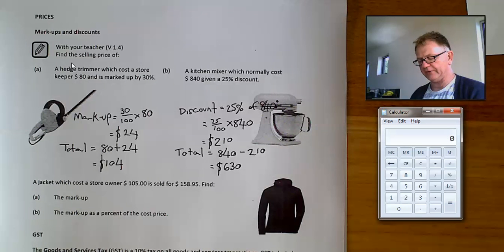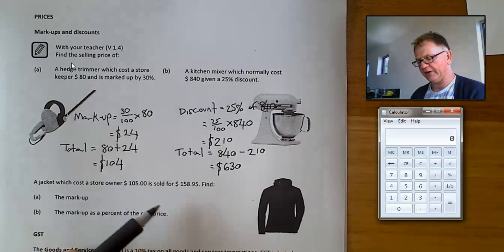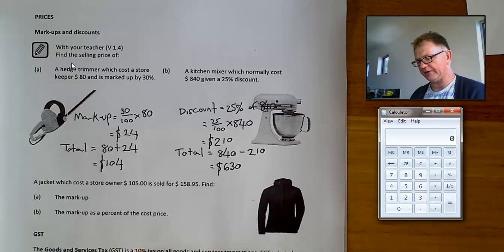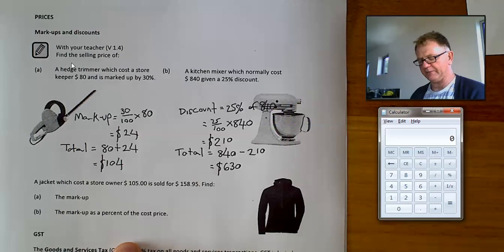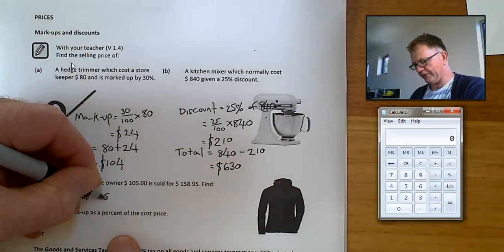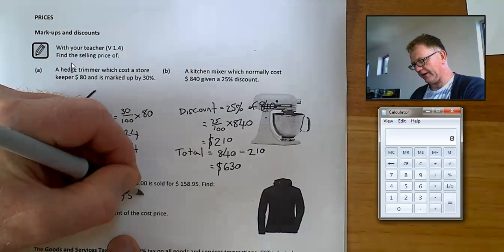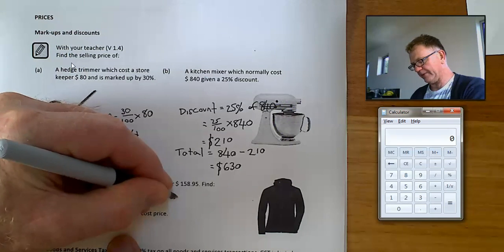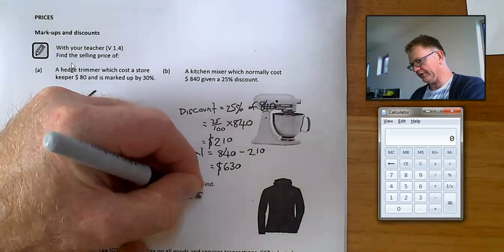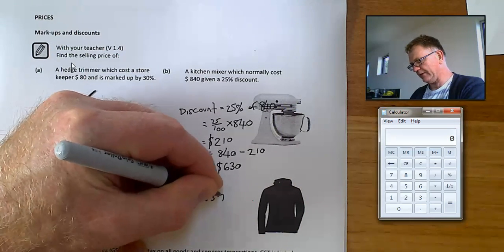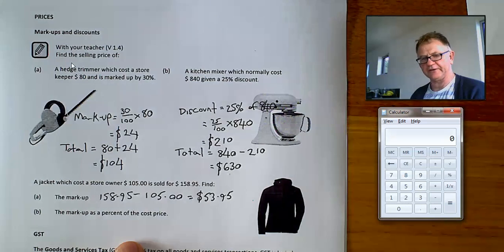The last question here asks us to do two things. We've got a jacket. It costs the store owner $105, but he sells it for $158.95. The markup is the difference between the cost price and the selling price. In other words, $158.95, take away what it cost him. Simple calculations, and the answer is $53.95. Check it on your calculator.